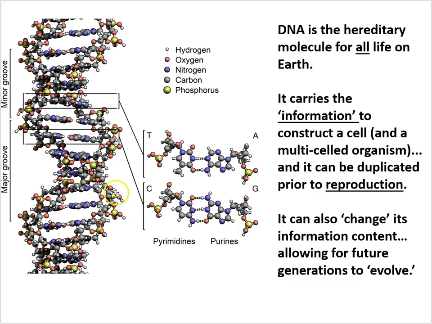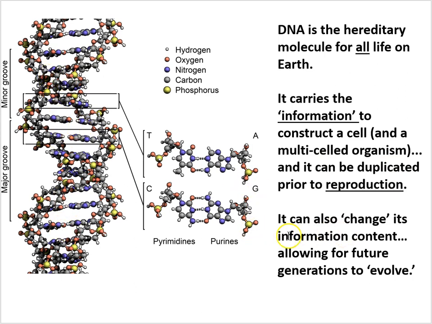Other molecules in the cell include DNA. So DNA is the hereditary molecule for all life on Earth. It carries the information to construct a cell, and if you're a multi-celled organism, then the body of that organism. And it can be duplicated prior to reproduction. Very interesting feature of this molecule. We'll learn how DNA can be duplicated later.